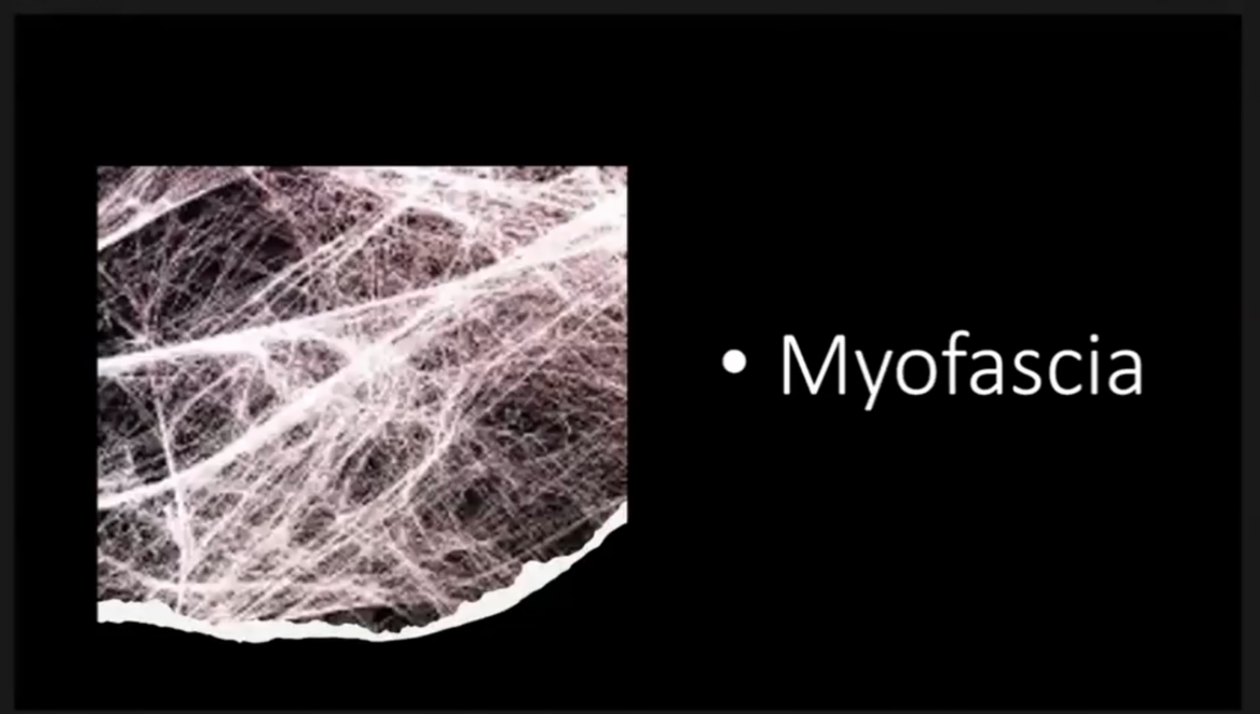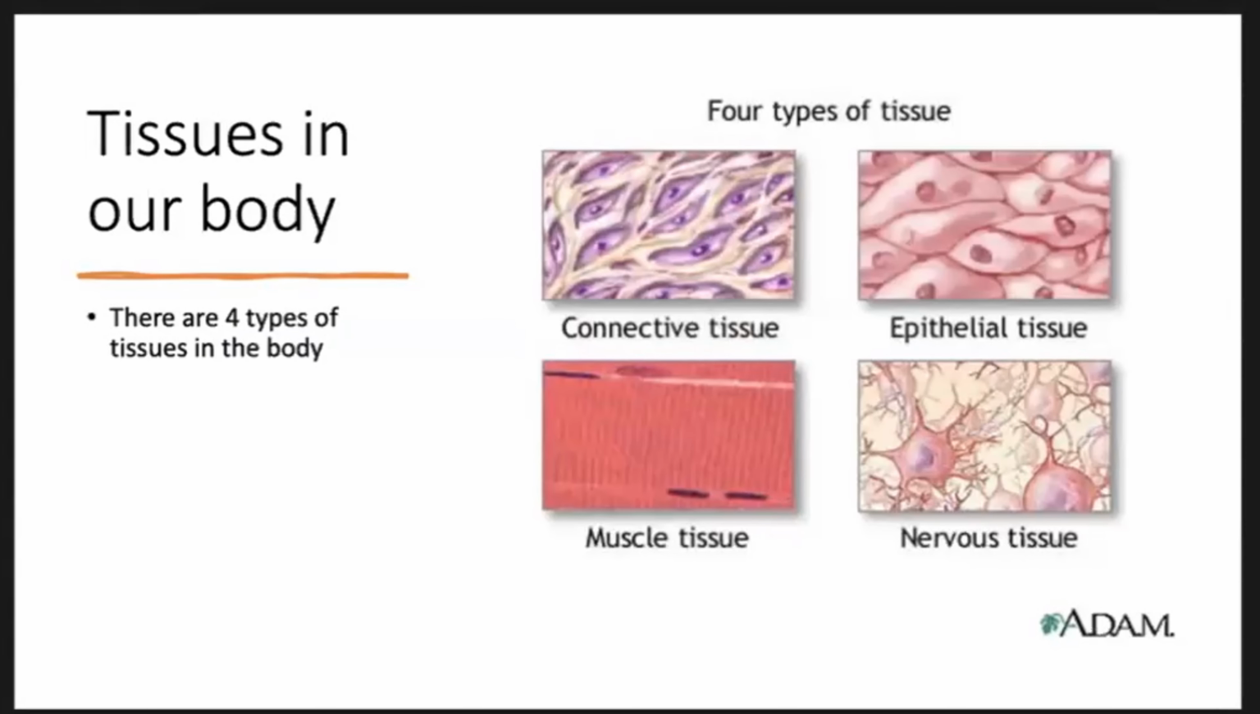So, we must first understand that there are four types of tissues in our body. One of them is connective tissue, which makes up the myofascia, or should I say, the myofascia is within that group of tissue. You've got the epithelial tissue, which is like the skin, etc. Nervous tissue, which is our neurological system, and the tissues that comprise that. And then you've got muscle tissues. And they're the four types of tissue that we have.